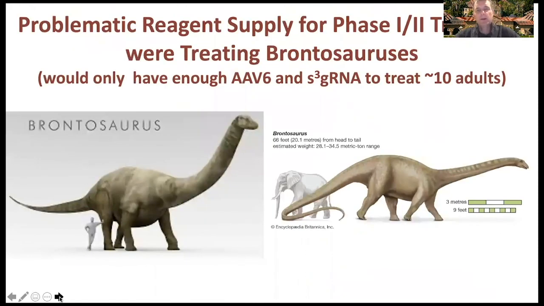One of the things that people have worried about is whether we would have enough AAV6 to treat a large number of patients. Because we are in an ex vivo setting, and because the production of AAV6 is getting better and better, we now have a lot of AAV6 that would allow us to treat 10 adult brontosauruses, which translates into several thousand human beings. So the supply chain around the reagents, both the AAV6 and the guide RNA, is robust enough that single lots are now going to allow us to treat thousands of patients.